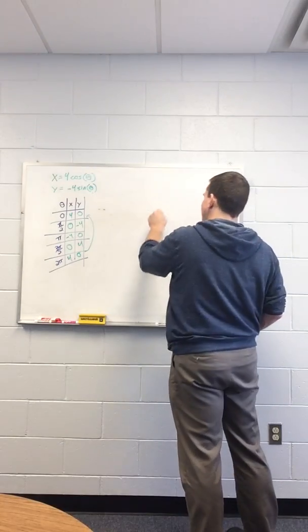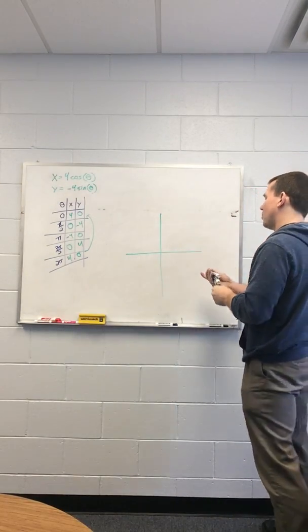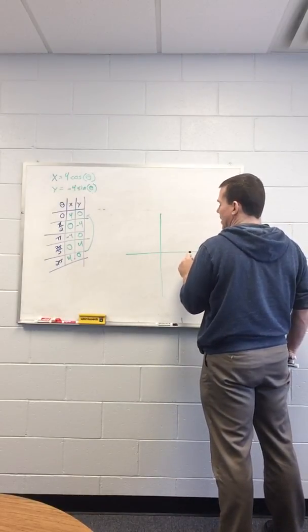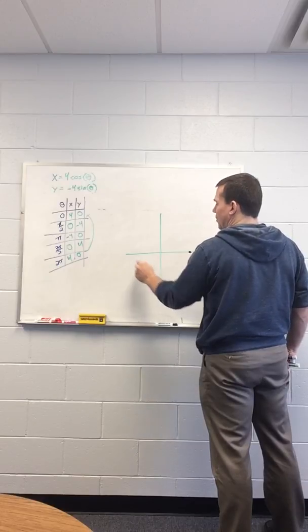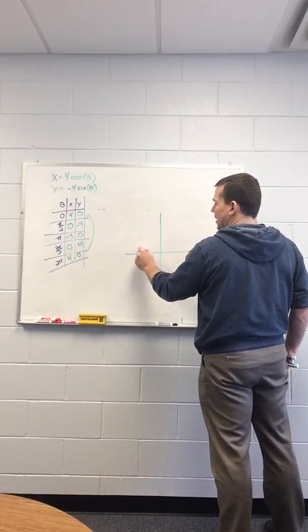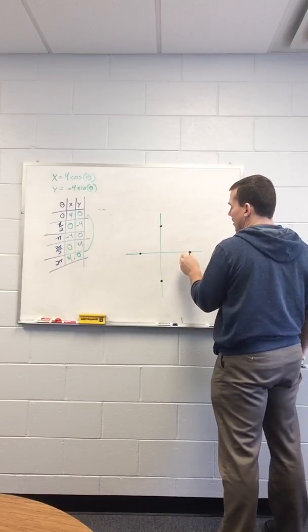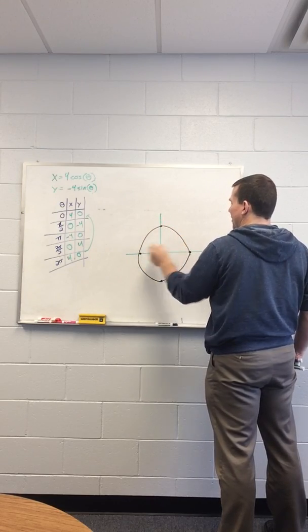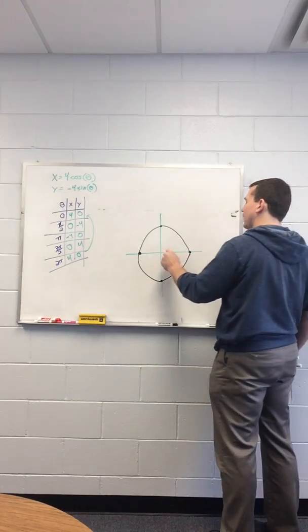Now graph it. This should not be too hard. Let's see, we get the point 4, 0, so we'll say that's right here. Then we get the point 0, negative 4, which is down here. Then we get the point negative 4, 0, which is over here. Then 0, 4 up here. Then 4, 0 over here. And I graph it. I missed that point, but it's clearly the equation of a circle with a radius of 4.